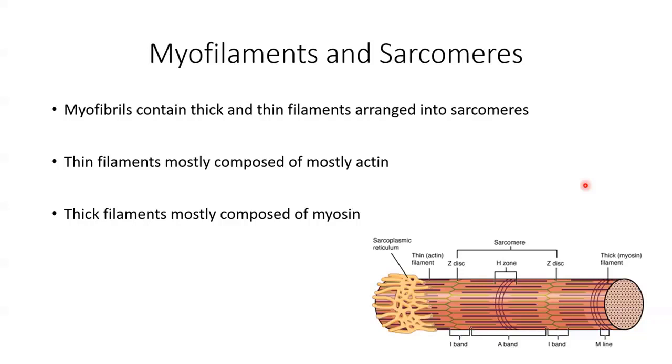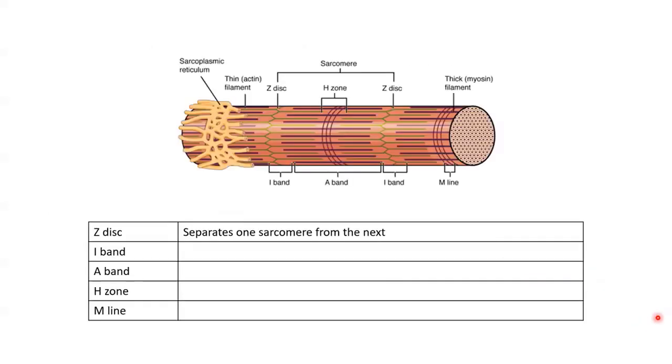Instead, they are arranged into sections called sarcomeres. And a sarcomere is considered the basic functional unit of a myofibril. Now, narrow Z-shaped proteins called Z-discs, which are these sections here and here, sit at the end of each sarcomere. And that's what separates one sarcomere from the next and the next. So looking at the structure of a sarcomere, and we've already established the sarcomere runs from one Z-disc to the other.